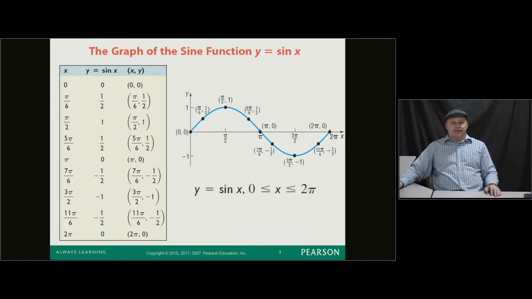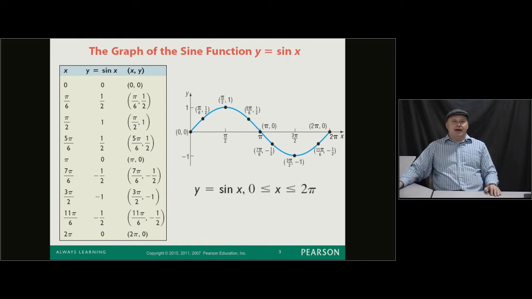We're back to where we started again. So you might wonder, what would happen if I keep going? Well, sine is periodic, meaning that it will repeat itself after 2 pi. So what you're seeing here is one cycle or one period of the graph of sine of x.